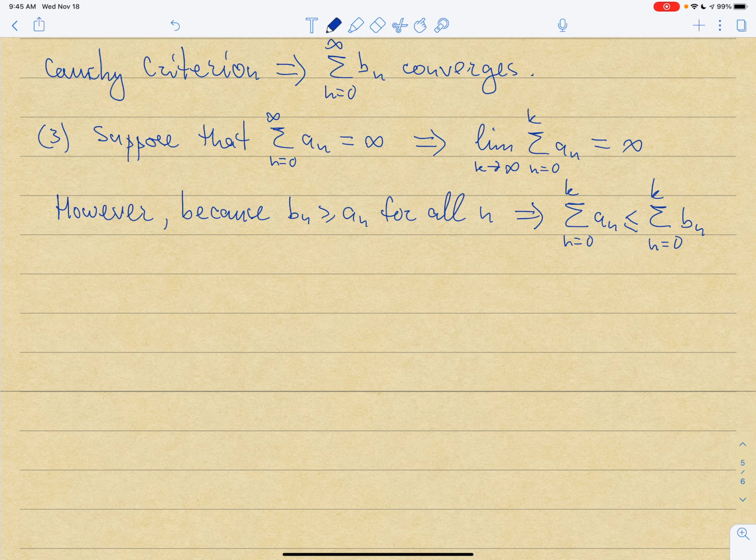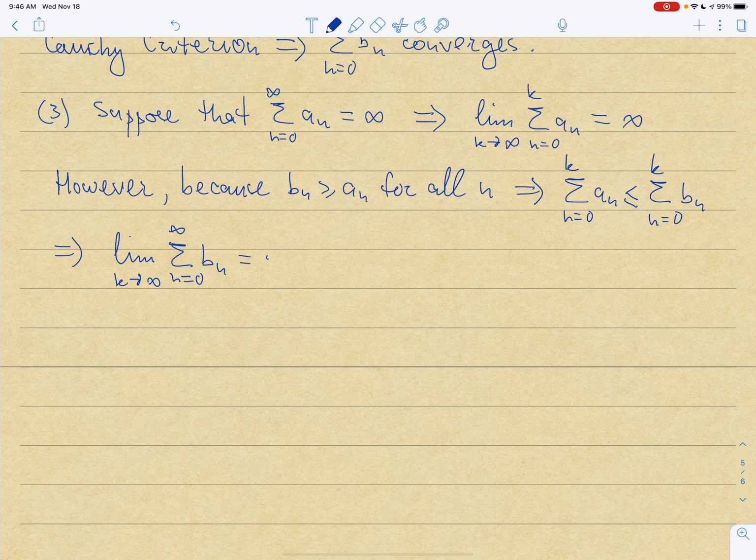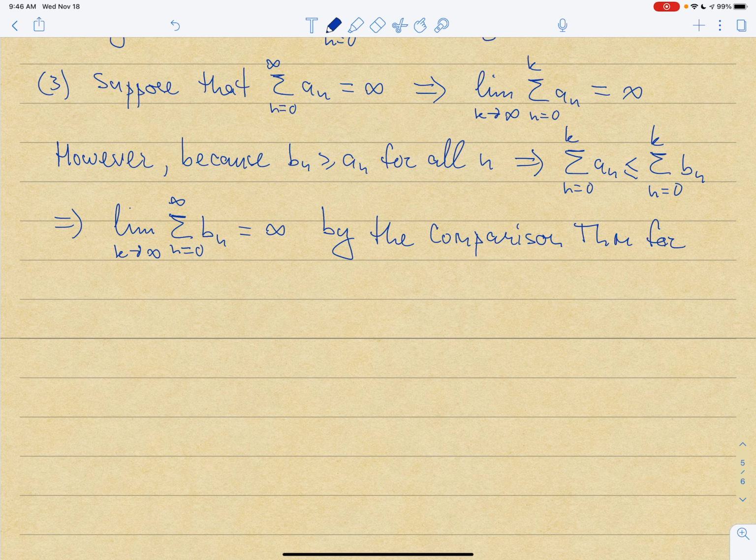Okay, and if that is true, then what should be the limit when k goes to infinity of the sum of Bn? Well, in this case I have two sequences of partial sums. One is for An, another one for Bn. The limit of a smaller sequence is infinity. So then by comparison theorem for limits, limit of a larger sequence also must be infinity, right? So then this equals infinity by the comparison theorem for limits that we discussed before. Right, and that concludes the proof of the comparison theorem for series.